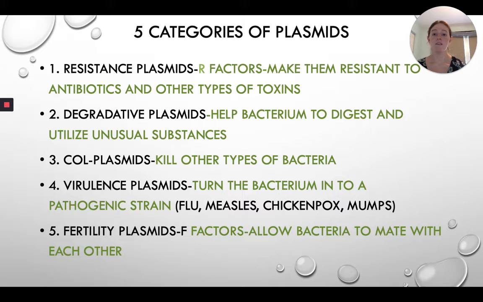The third one is a colicin plasmid, which is going to allow it to kill other types of bacteria. Then we have the virulence plasmids, which turn the bacteria into a pathogenic strain. Pathogenic just means infectious diseases, like your flu, your measles, chickenpox, mumps, anything like that. And the last one is a fertility plasmid, which they call an F factor, and it allows the bacteria to mate with each other. You never really thought about bacteria doing that. They do.